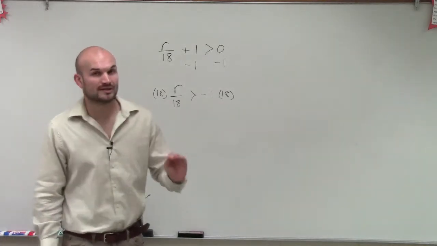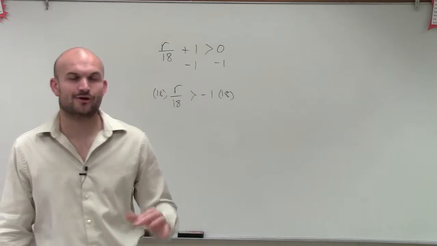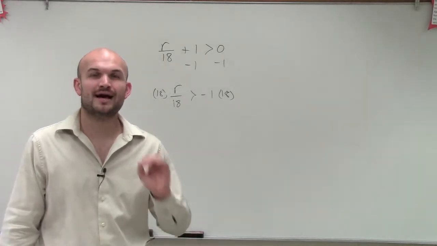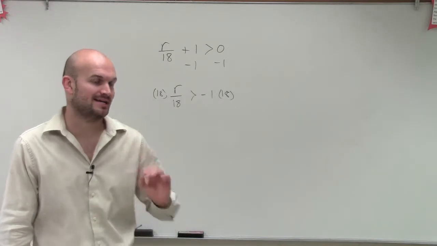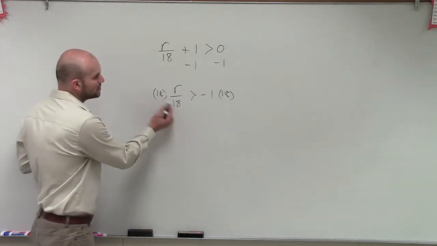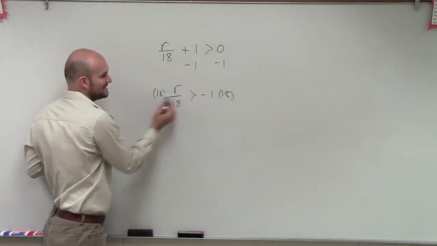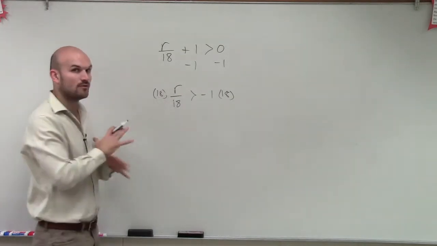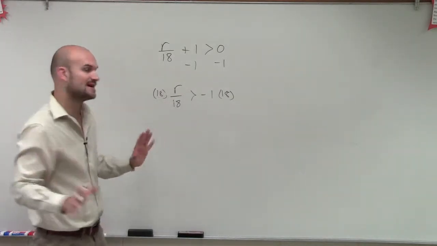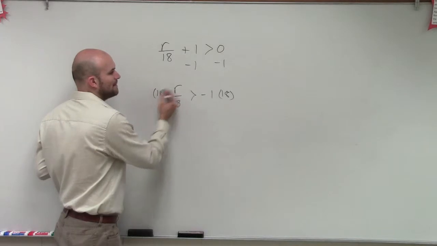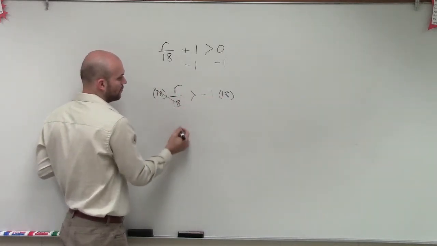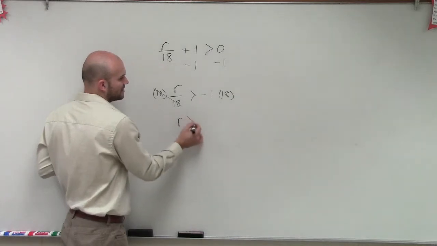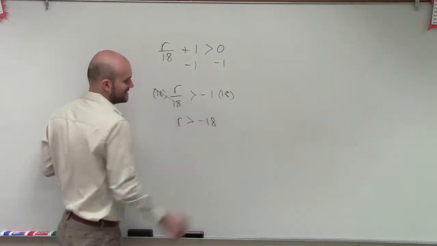But I'll say that rule again a little bit slower so you can hear it. Whenever we multiply or divide by a negative number, we flip the sign. I am not multiplying by a negative number. That 18 is positive. So therefore, there is no need to flip the sign. It's only if I was to multiply by a negative 18 would I have to flip the sign. So this divides out to 1. So I'm just going to be left with r is now greater than negative 18.